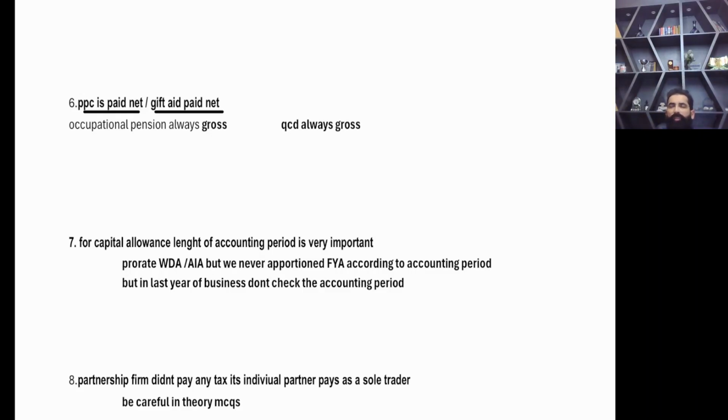So you need to divide it by 80 and multiply by 100. You need to gross it up. But occupational pension contributions are always gross, and QCDs, in the companies topic, are always gross. No need to divide by 80 and multiply by 100.